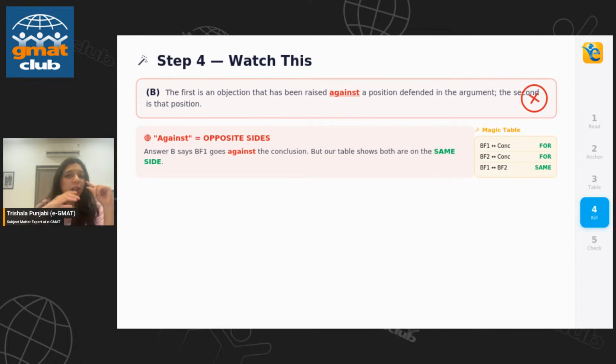Like, we honestly did not even look at the second boldface. We haven't even seen the second part of the answer choice. Just by seeing the first, we are able to remove this.